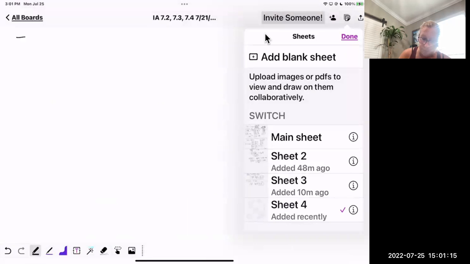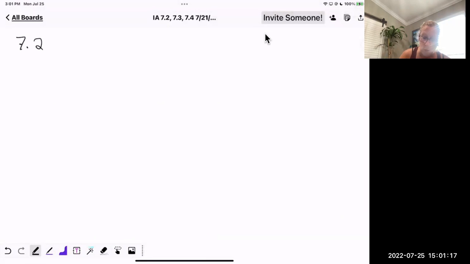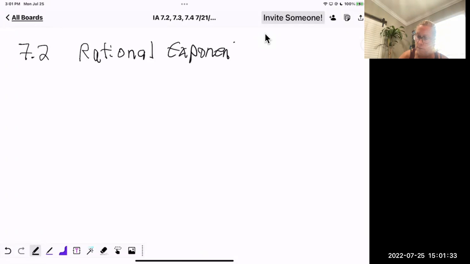7.2. Now you're going to see as we go on why I picked 7.3 first. Let me write this nicer. 7.2. Okay, this is rational exponents. We already did rational functions.